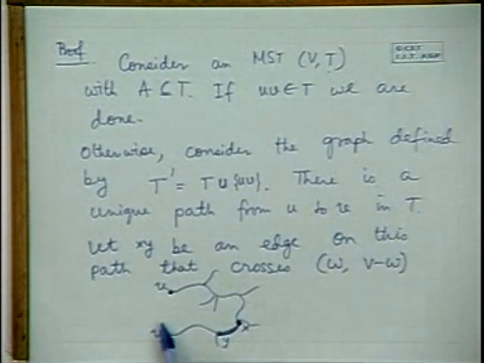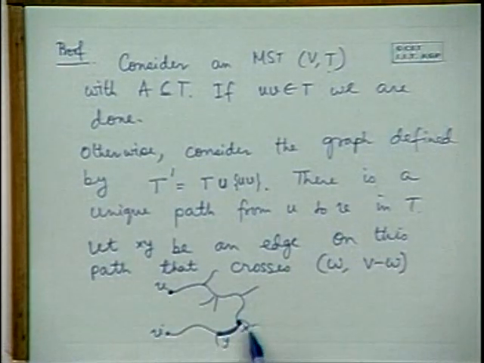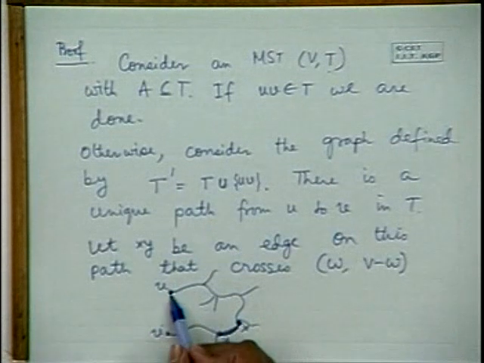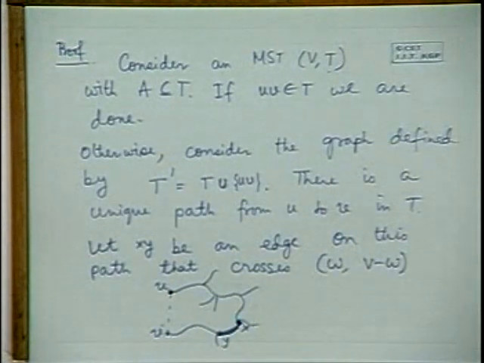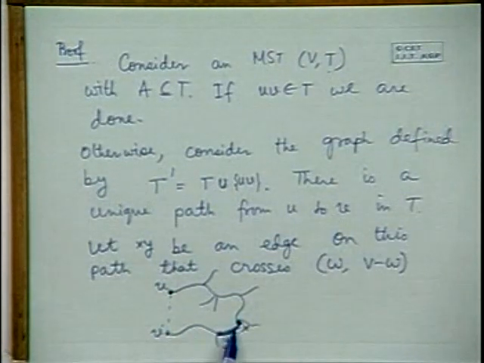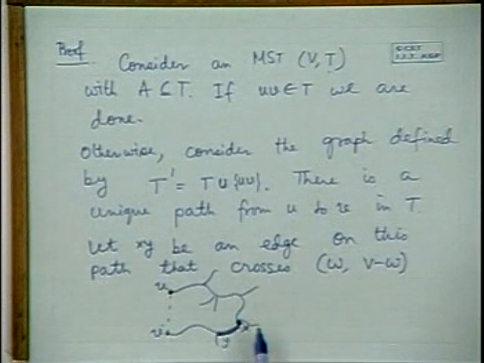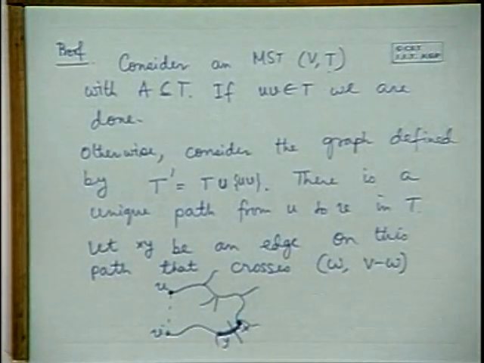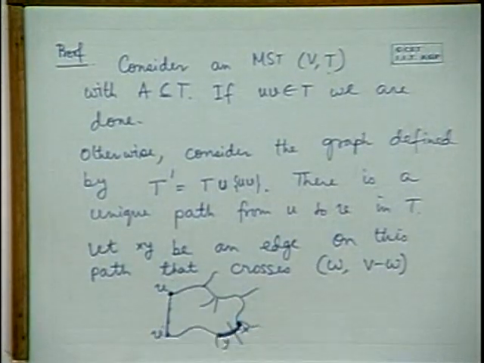Now you have already seen that XY also crosses the cut, and UV also crosses the cut. Now UV is the minimum edge weight among all those edges which are crossing the cut. So it must be the case that W of UV is less than W of XY. So what you can do is delete this XY and put UV back.